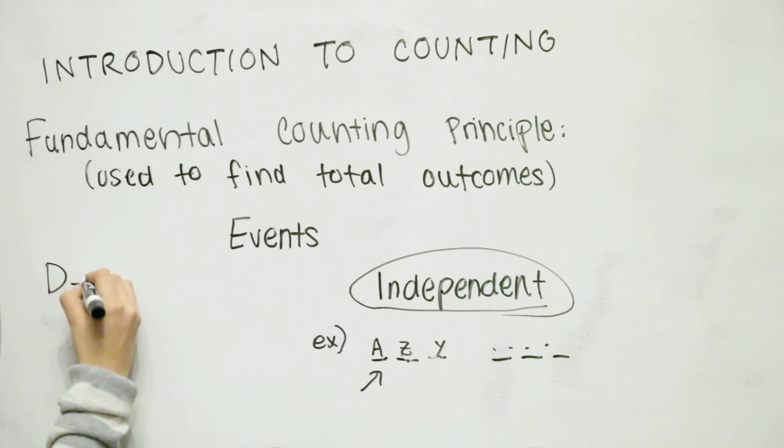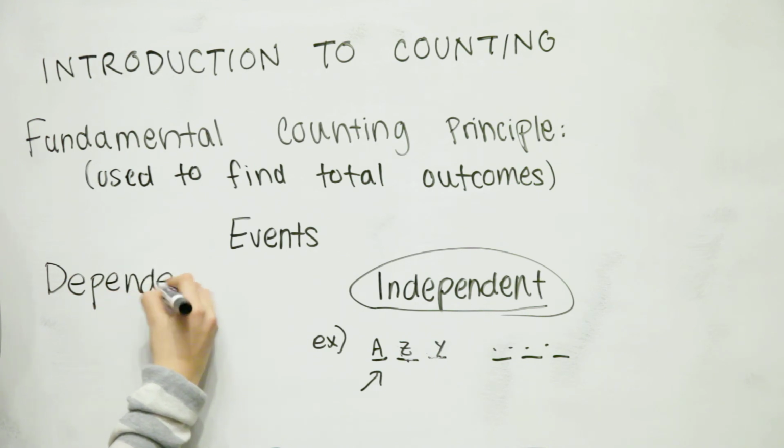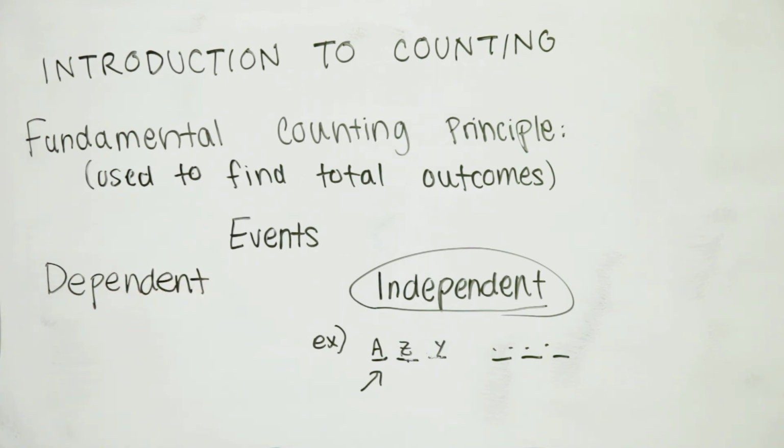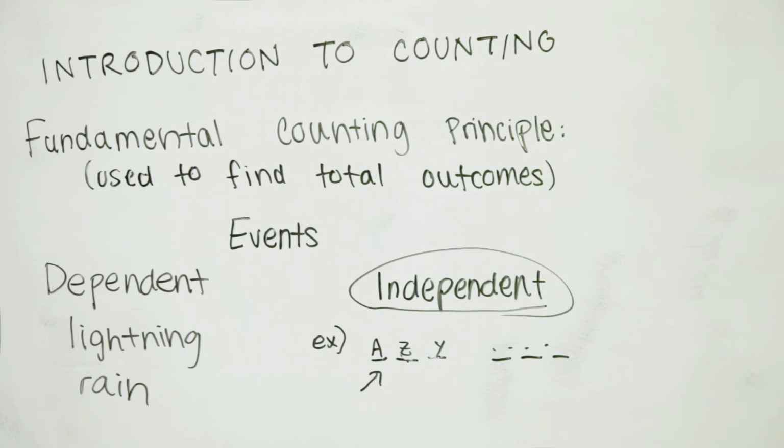The opposite of that are dependent events, which do not work with the fundamental counting principle. So one example of this is the chance of, say, lightning and rain occurring on the same day. You can see that these are dependent because if it's raining, there's a greater chance that lightning will also occur.